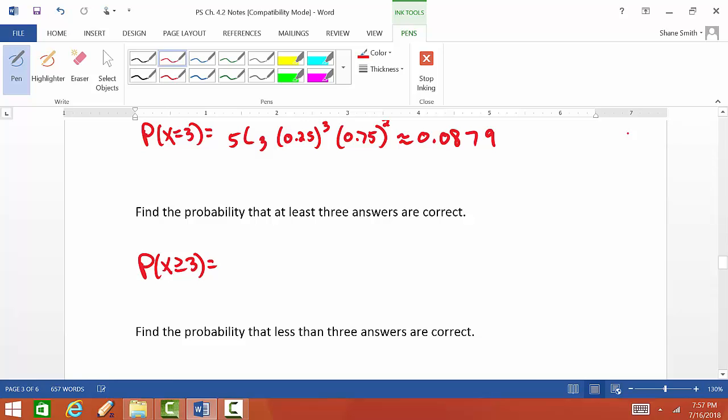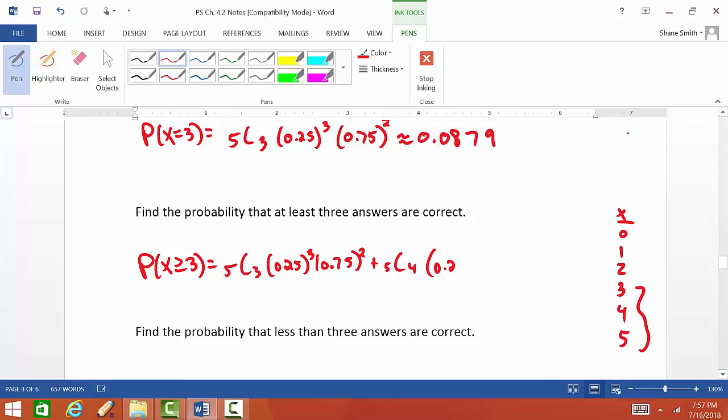So this means that if you write it out, at least 3 is 3, 4, or 5. So yes, you need to do the formula 3 times. There's really no way around it. So let's start with 3. 5 choose 3, 0.25 to the 3rd, 0.75 to the 2nd. 5 choose 4, 0.25 to the 4th, 0.75 to the 1st. And then finally 5 choose 5.